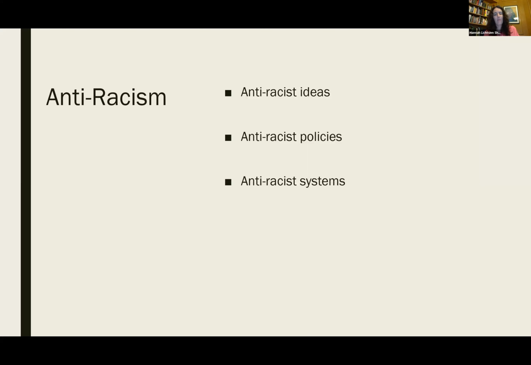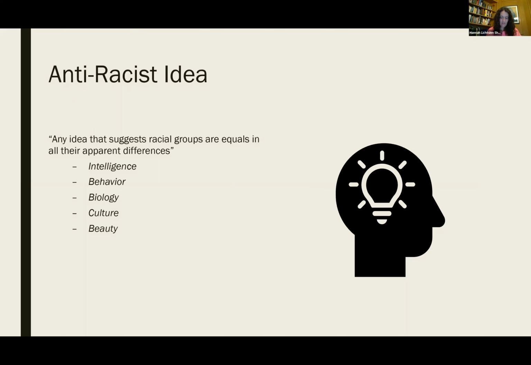And I'm just going to take a second, because I want to acknowledge the fact that I'm talking about anti-Black racism. There certainly are lots of forms of discrimination, and we'll touch on that a little bit, but I want to just be clear, what we're talking about today is anti-Black racism. Okay. So what's an anti-racist idea? It's any idea that suggests that racial groups are equals in all their apparent differences.